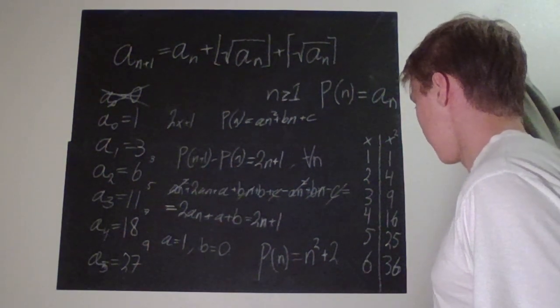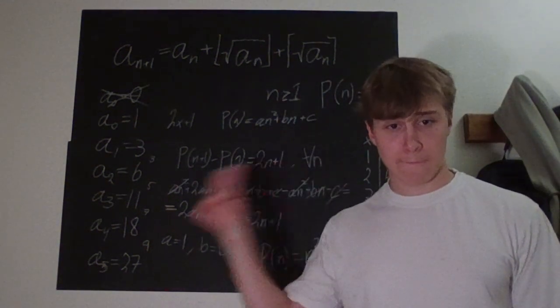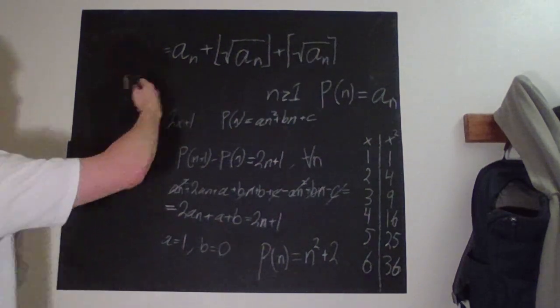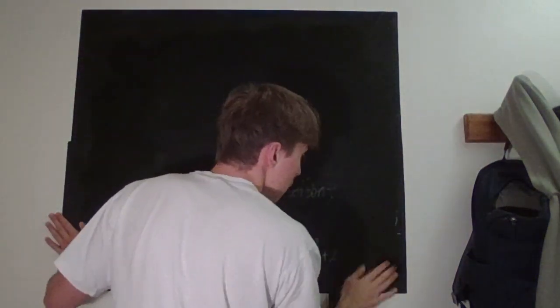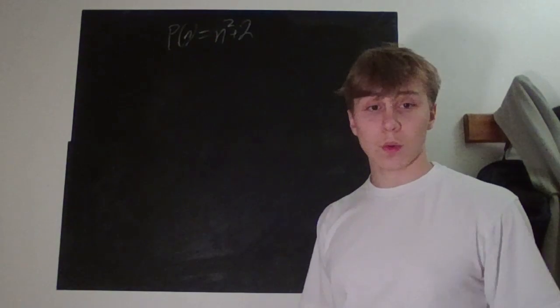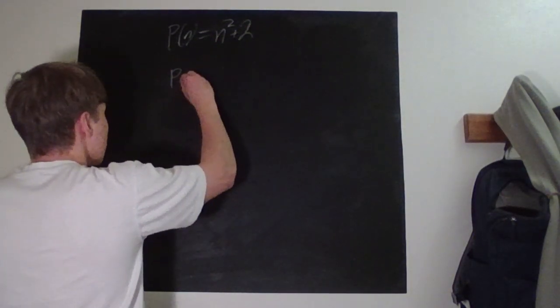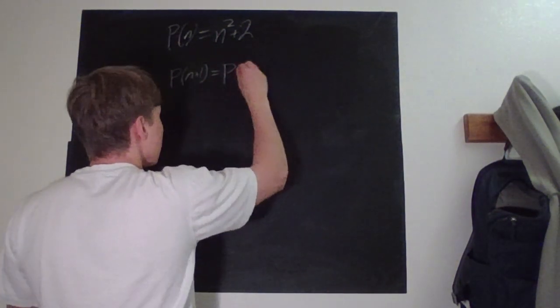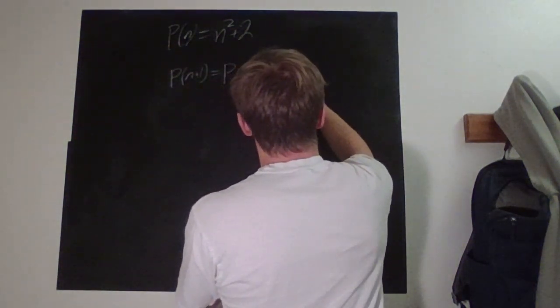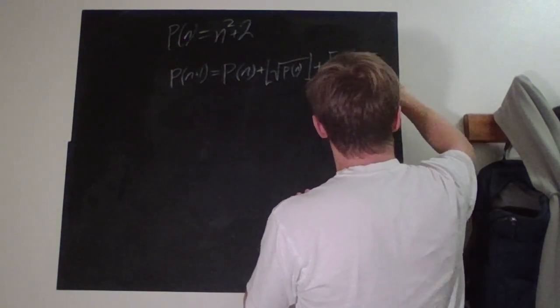So now we have our polynomial, but we have a bit more things to do. What we have to do now, basically, is just prove that p of n plus 1 is equal to p of n plus floor of square root of p of n plus roof of square root of p of n.